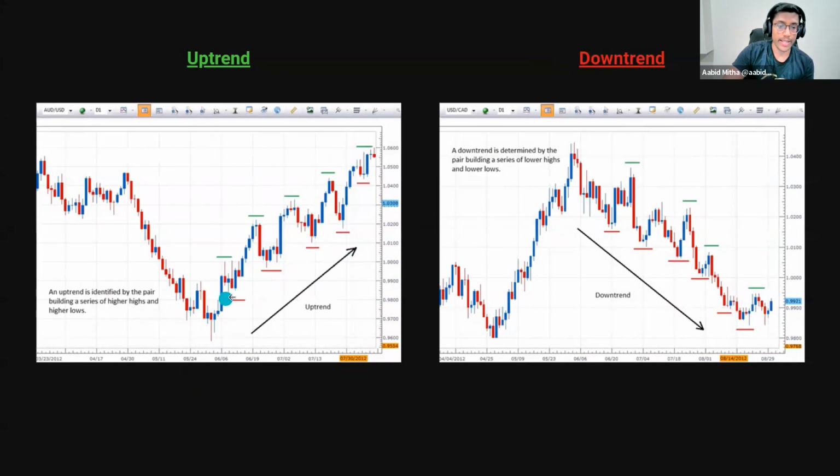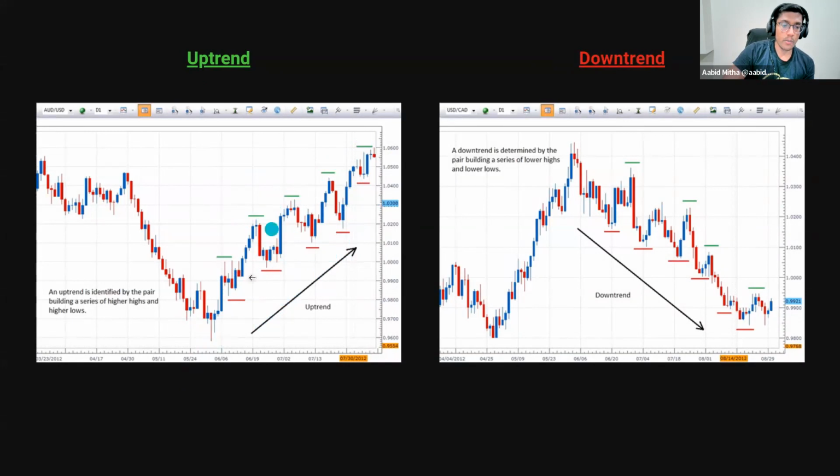So what I mean by that is every single red line that you see at the bottom of these candles, which is what we call them, those are our lows. So that's a low, that's a low, that's a low, that's a low, and that's a low. And then the greens are our highs. That's a high, that's a high, that's a high, that's a high, and that's a high.